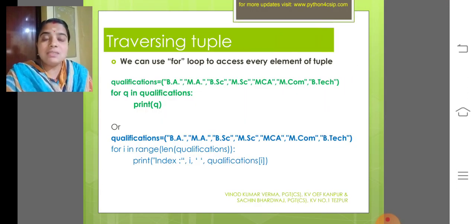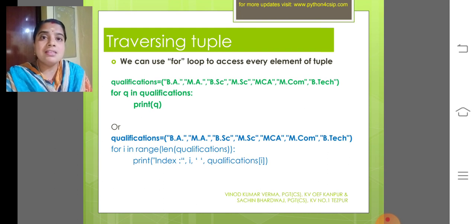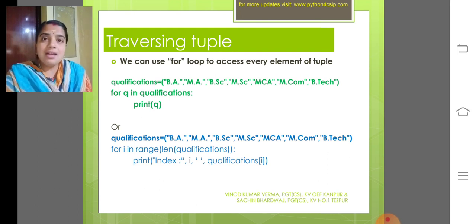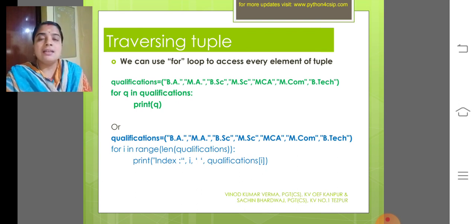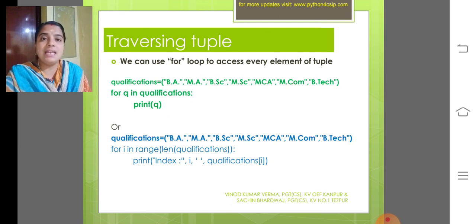As we already discussed, what is traversing? Traversing means accessing each and every element from the first to the last of a sequence. That is called traversing. As we compared how we traverse through list and string by the use of for loop only, isn't it? Similarly, we can use a for loop to access each and every element in a tuple.